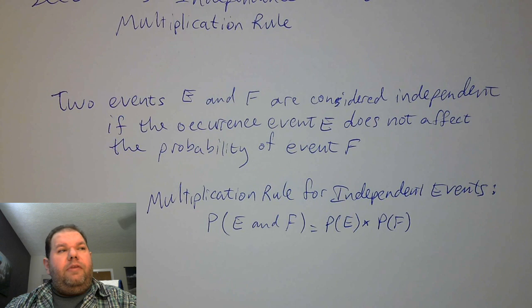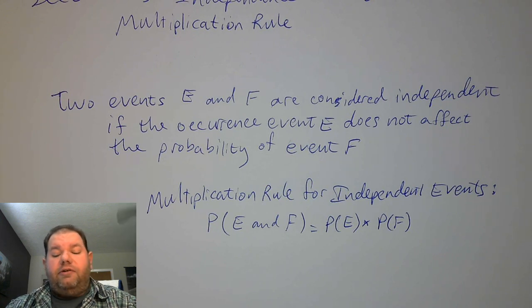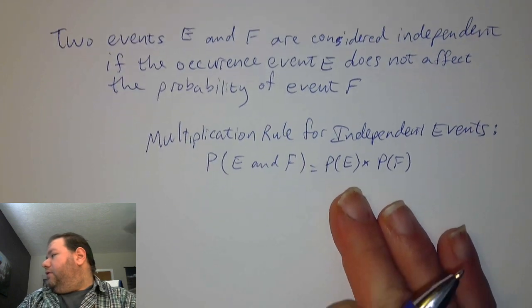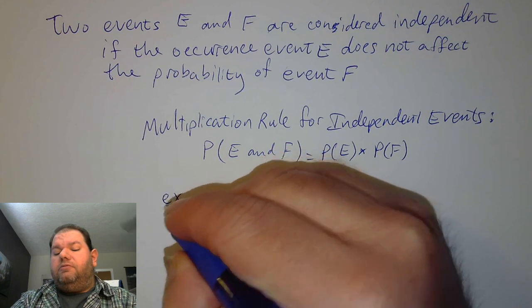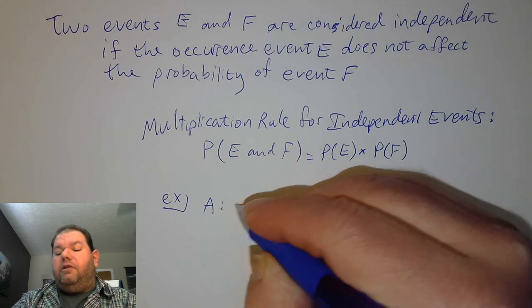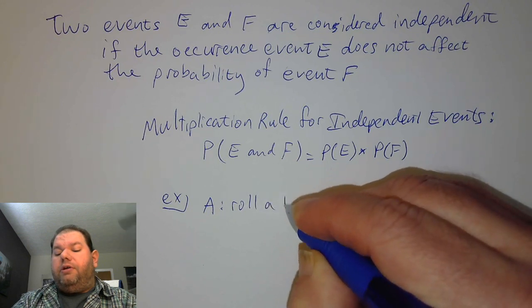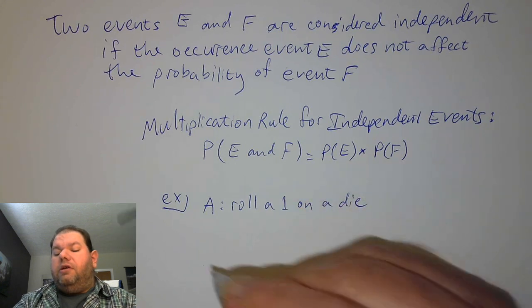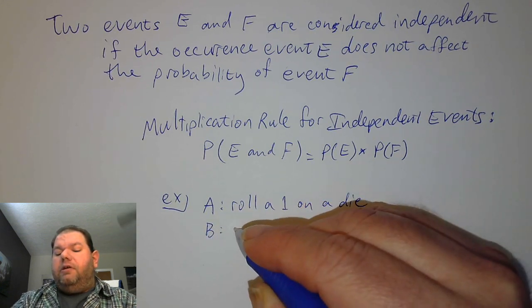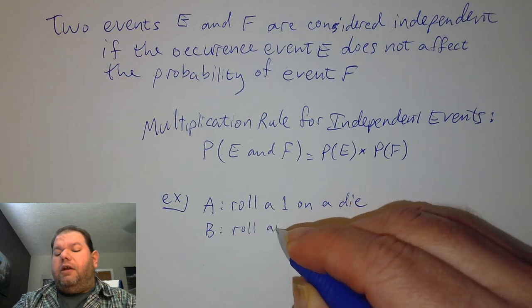Now, if we had two events and we're talking about our die, and one of our events is rolling a 1, and another one of our events is rolling an odd number, okay, maybe those are not independent, because there's some commonality that they share there. So we might say, for example, event A is roll a 1 on a die, and event B is we want to roll an odd number.